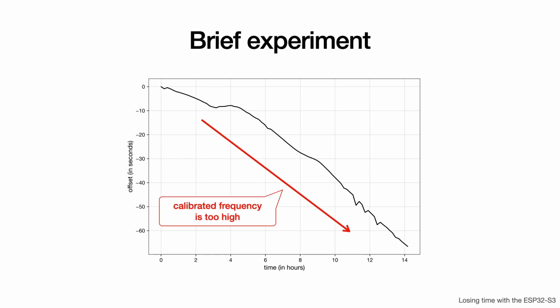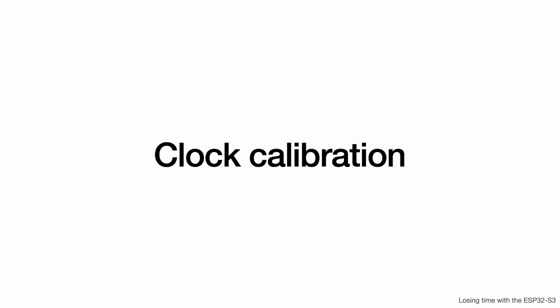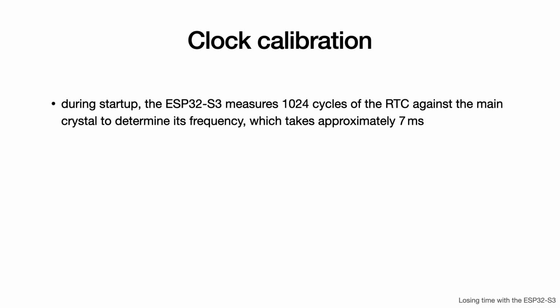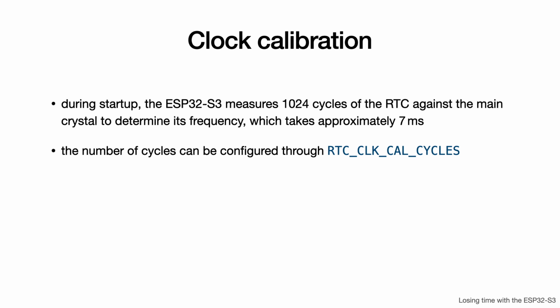This slope means that the firmware believes that the frequency of the RTC is higher than it actually is. How does the firmware come to a belief about the frequency? It figures out the frequency of the RTC by running a clock calibration routine during boot and whenever it wakes up from sleep. This routine measures 1024 cycles of the RTC against the accurate 40 MHz crystal, which takes around 7 milliseconds. You can configure the number of cycles it uses.